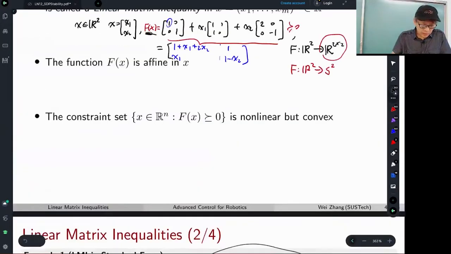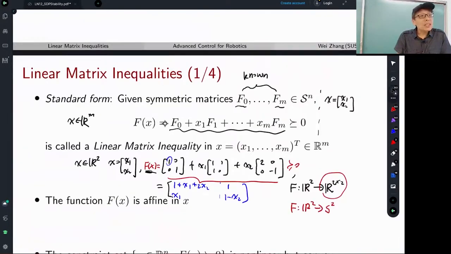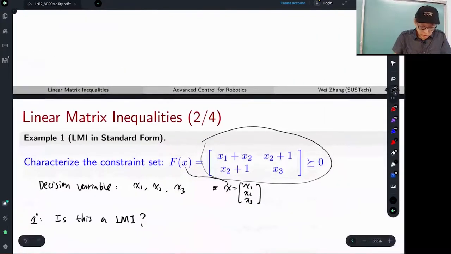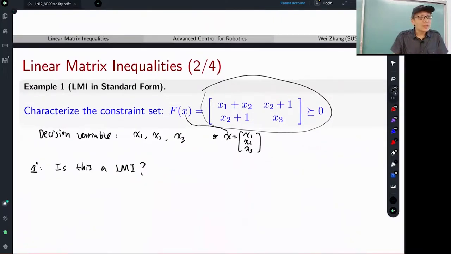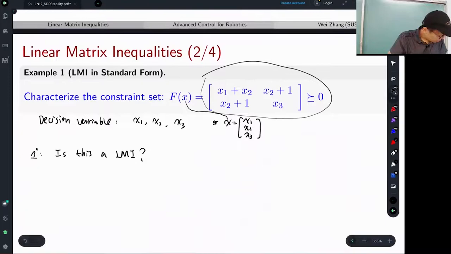Based on my definition from the last slides, an LMI is anything that can be written in this form. Okay, I'm asking you, this expression bigger or equal to zero is an imposed constraint on the x vector, and I'm asking whether this constraint is a linear matrix inequality constraint. In other words, can you write this in the standard form that I introduced in the previous slide? Yuhan, can you do this? Yes. Okay, how do you do it?